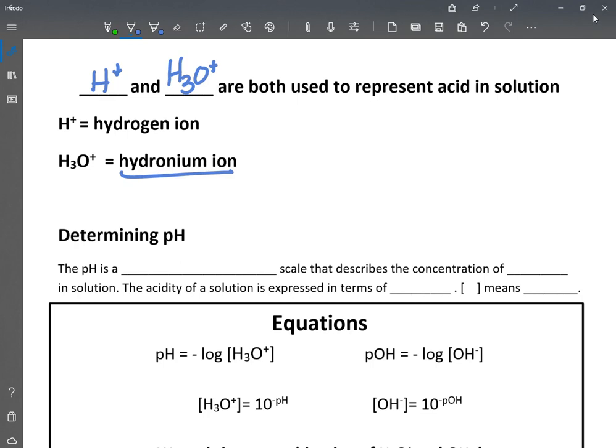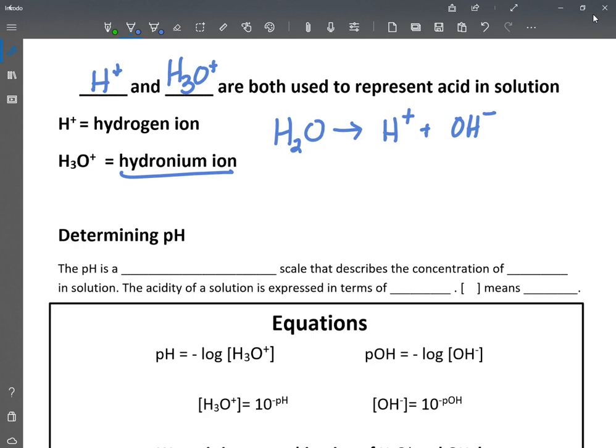Okay? Let's go back to this idea of dissociation. If you have water molecules, anytime you have water molecules, some of those water molecules are going to dissociate into hydrogen ions, and some will dissociate into hydroxide ions.